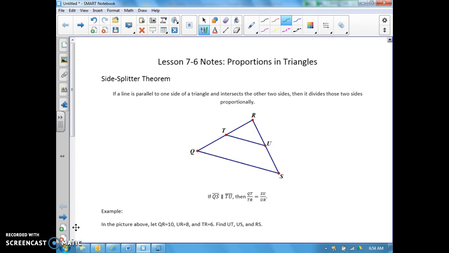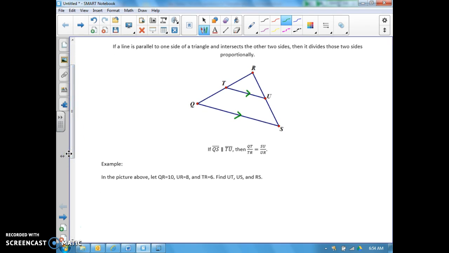What the side splitter theorem says is that if we have a line that is parallel to one side of a triangle, and intersects the other two sides of the triangle, then it divides those two sides proportionally. So basically, QT over TR is proportional to SU over UR. So let's do a problem using that proportion.